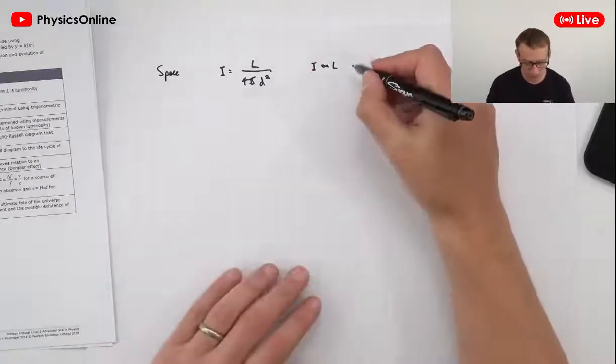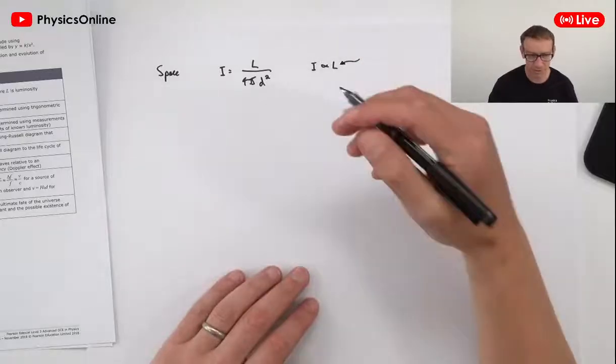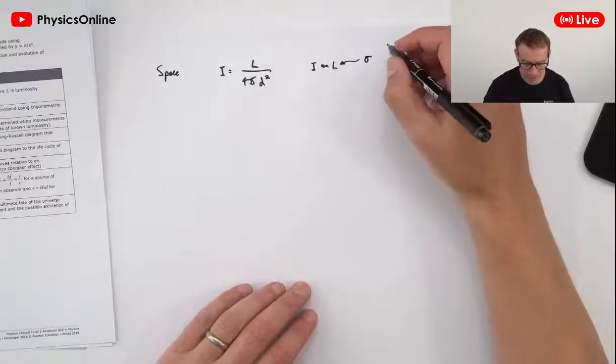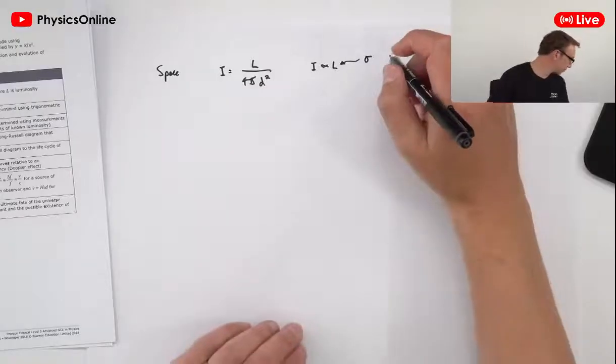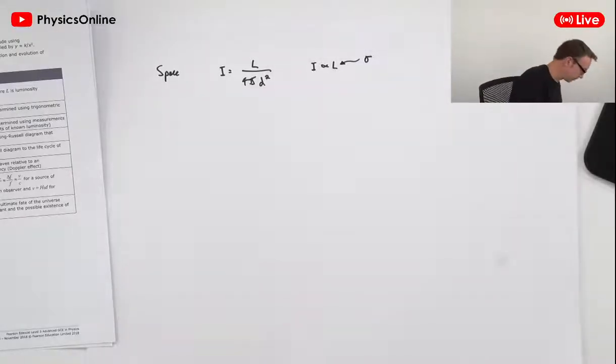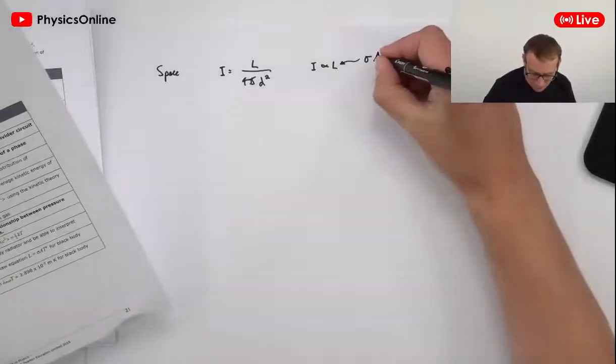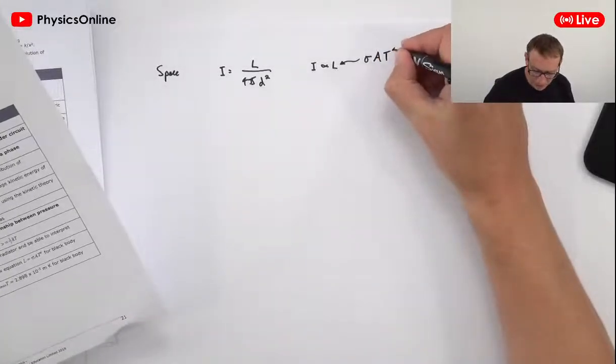And of course, the luminosity is what we just worked out in that previous part, being related to pi times the area, kind of T to the 4.